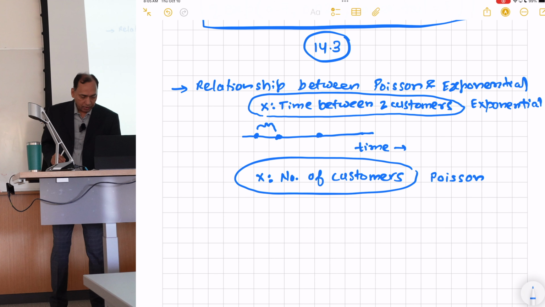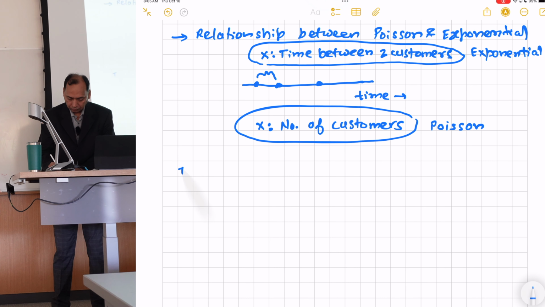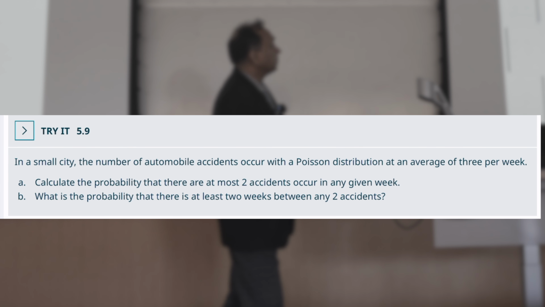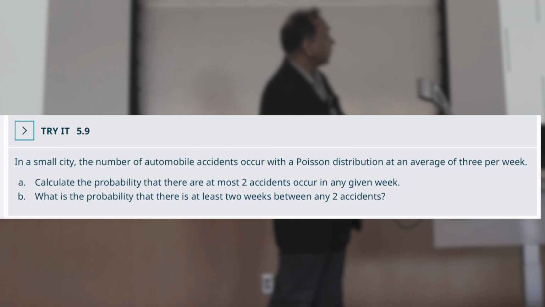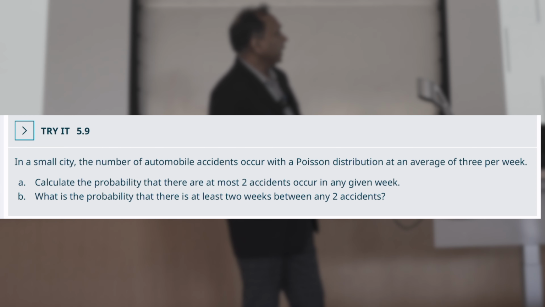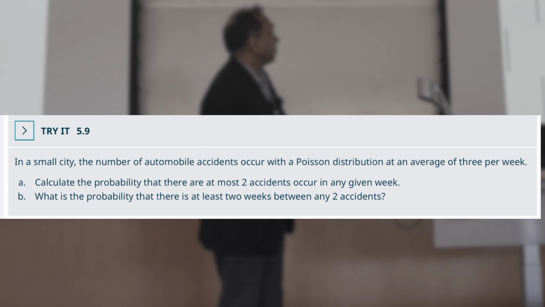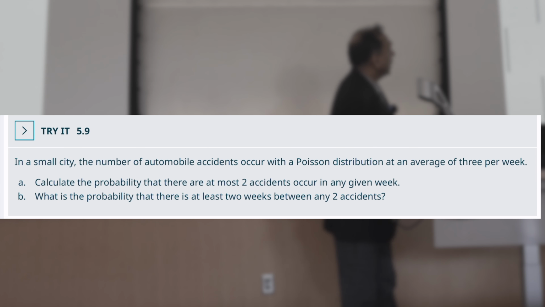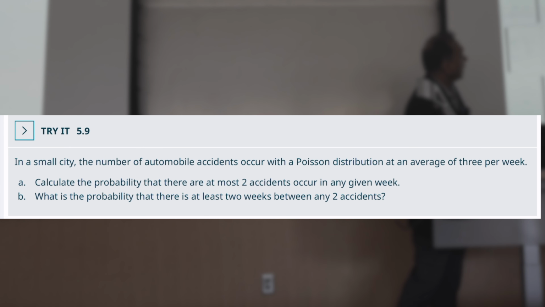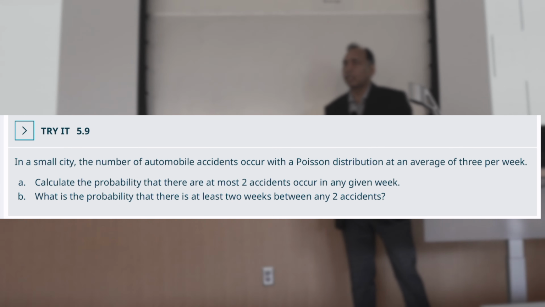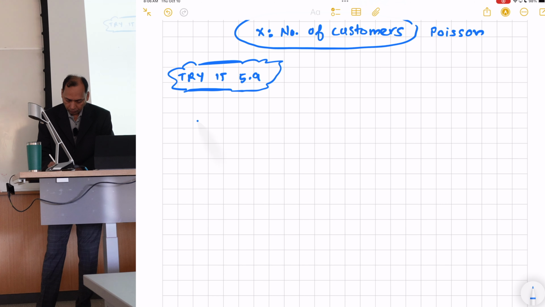So one example of this is Try It 5.9. In a small city, the number of auto accidents occurs with a Poisson distribution, an average of 3 per week, 3 accidents per week. So you are counting numbers, 3 per week. A, calculate the probability that there are at most 2 accidents in any given week. So at most means 2 or less. So this is part A. So we are interested in what is the probability that X is less than or equal to 2.